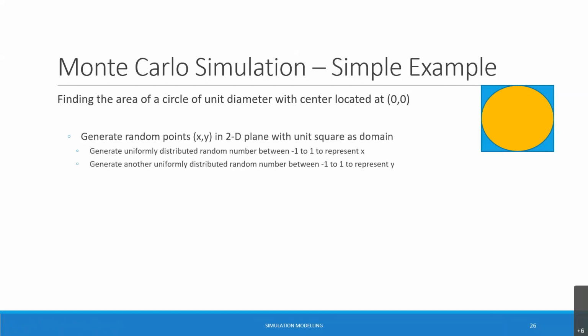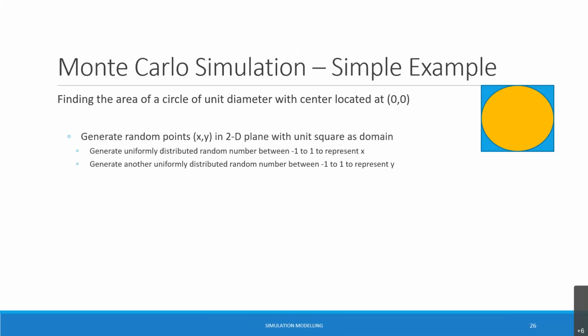So you just generate random points (x, y) in the 2D plane with the square as the domain. The square is your domain, and you generate a large number of random numbers to represent a point. A point is represented by x and y. x ranges between -1 and +1, and y also ranges between -1 and +1. So to generate a point, you generate 2 random numbers between -1 and 1, and like that you generate a number of points.